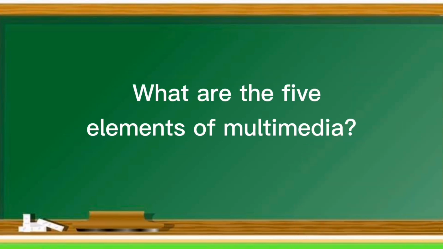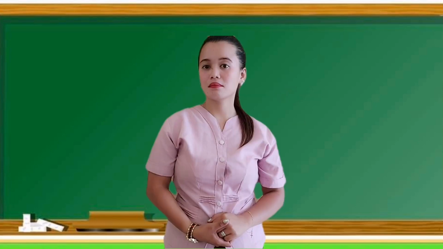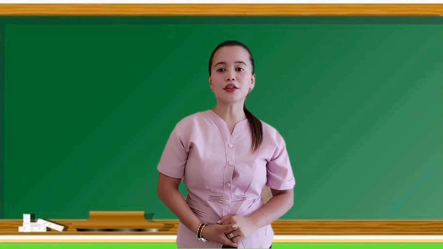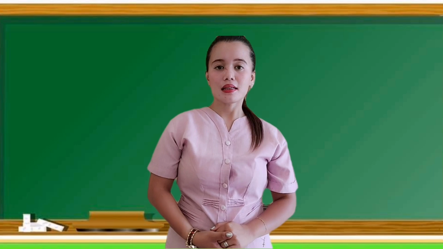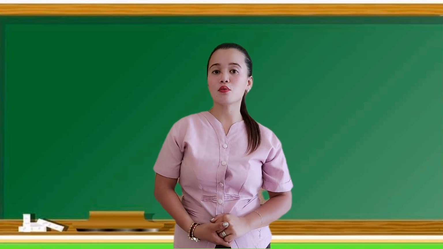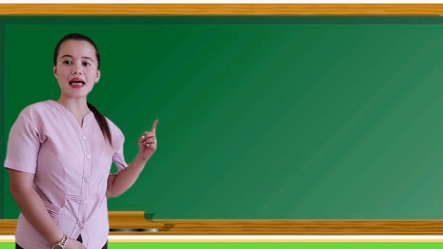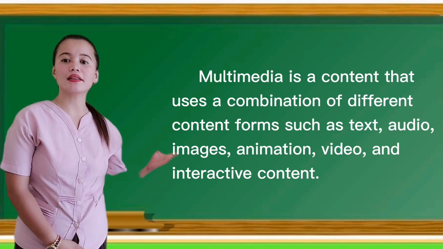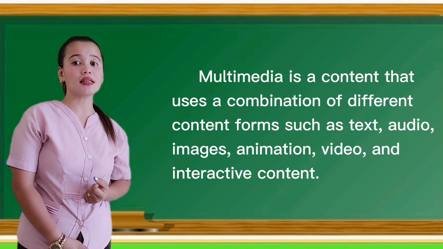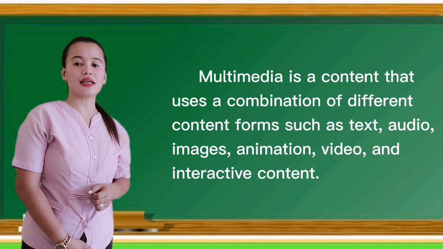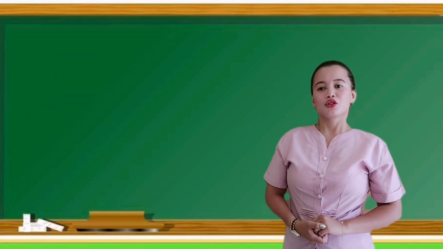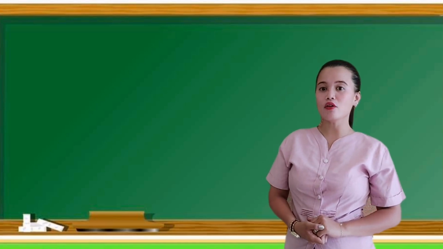What are the five elements of multimedia? Very good. These elements help the reader to use sight, sound, and sometimes even other senses to experience what they are reading. Remember that multimedia is content that uses a combination of different content forms such as text, audio, images, animation, video, and interactive content. To check your understanding, let's do the following.